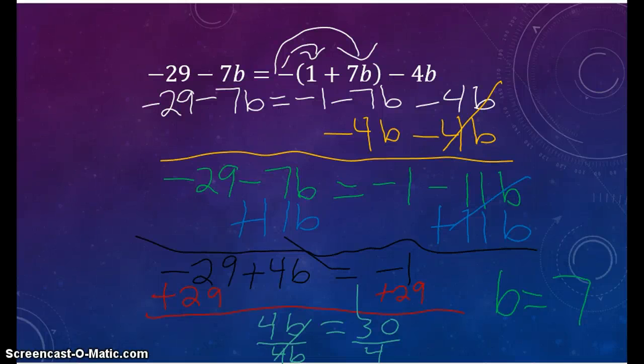First, I distribute the negative into a positive 1 and positive 7b. Then I combine like terms by subtracting negative 4b from a negative 7b. Then I combine like terms again by adding 11b to a negative 7b.